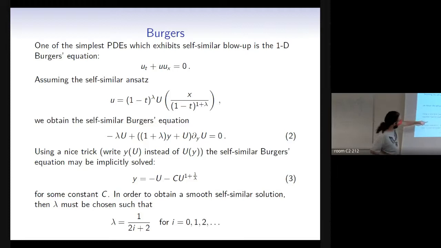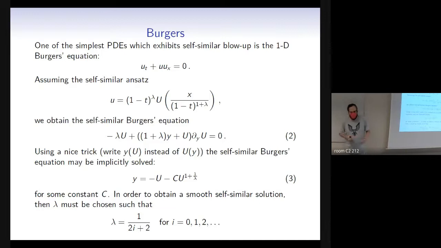C is a parameter coming from the ODE. If these values of lambda are 1 over an even integer, then you get a smooth solution. If they are not, then you get something which is not smooth. So there is a hierarchy of solutions, a discrete set of smooth solutions appearing for these values of lambda. For any other lambda, there is still a solution, but it's not smooth. We don't want to find non-smooth solutions for business. We just want to focus on the smooth ones.